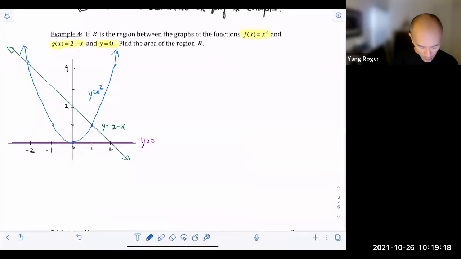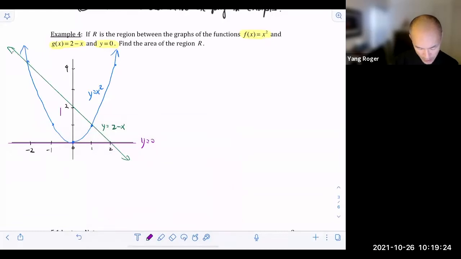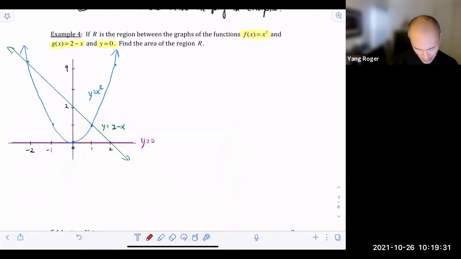So I have a question for you all. Do you all think that the region we're looking for is 1? Do you think the region that we're looking for is this area right here, which is 1? I call that guy 1. Or do you think the region that we're looking for is this? Let's call that 2. Anyone have any thoughts?